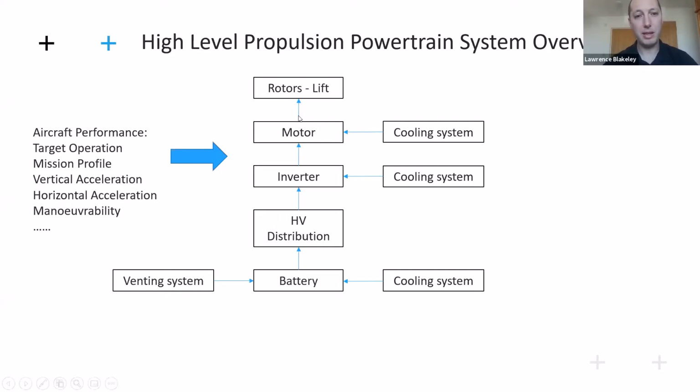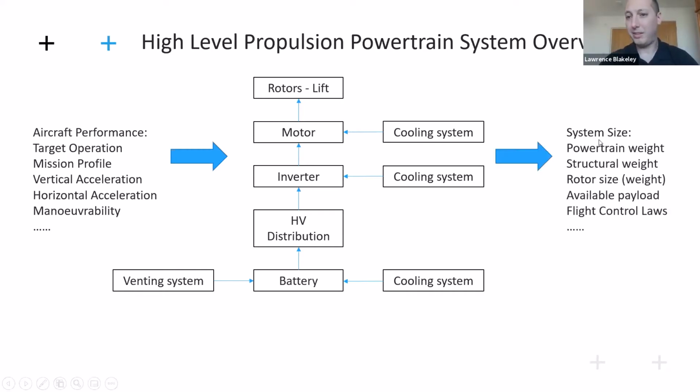From that, we can then size the motor, size the inverter, and we can track back all the way to sizing the battery and the associated systems with the battery, as well as sizing the lift rotors. So now we know what torque we want the motor to spin at, what its speed is, what voltages we want to run, and out of that we get essentially weights, but not just weights.